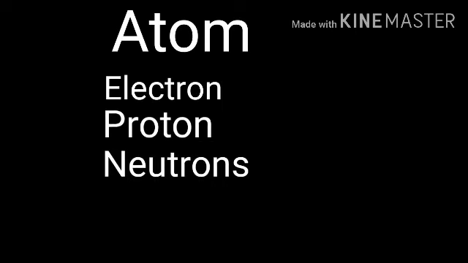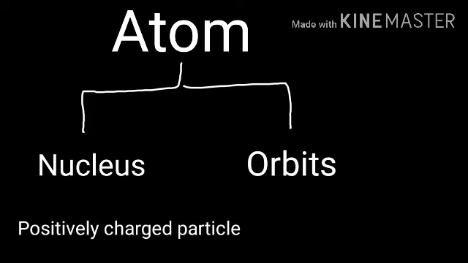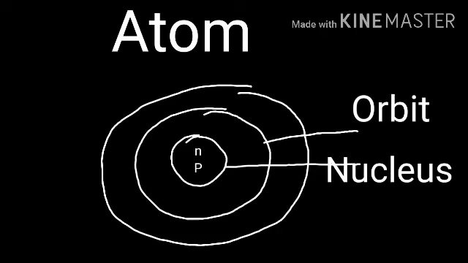So there are two structural parts of an atom: one is the nucleus and another is the orbits. The nucleus is a positively charged part. This nucleus is the central part of an atom. In this nucleus, we can see protons and neutrons. So the nucleus contains protons and neutrons.